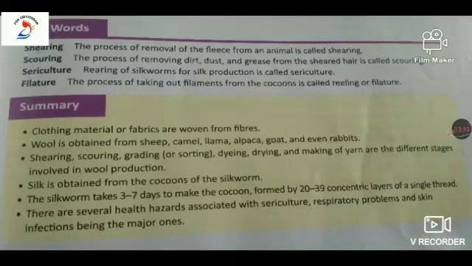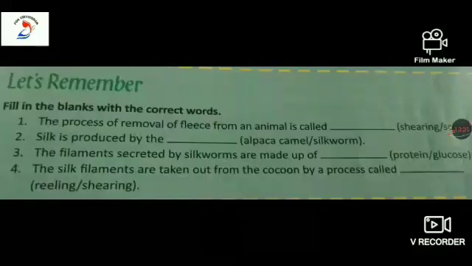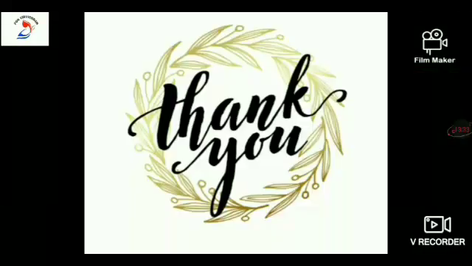Now let's have the summary of this chapter. Clothing material or fabrics are woven from fibers. Wool is obtained from sheep, camel, llama, alpaca (which also belongs to the camel family), goat and even rabbits, Angora rabbits. Shearing, scouring, grading or sorting, dyeing, drying and making of yarn: all these are different stages involved in wool production. So let's remember, you can fill in the blanks for your reference of this chapter.